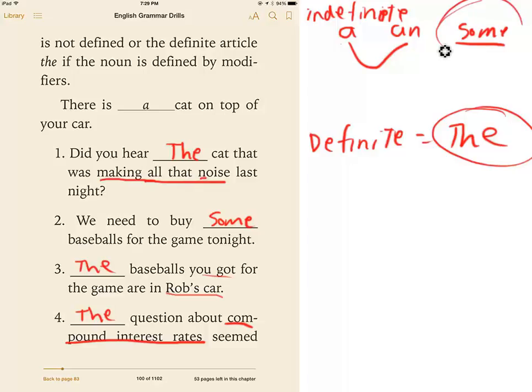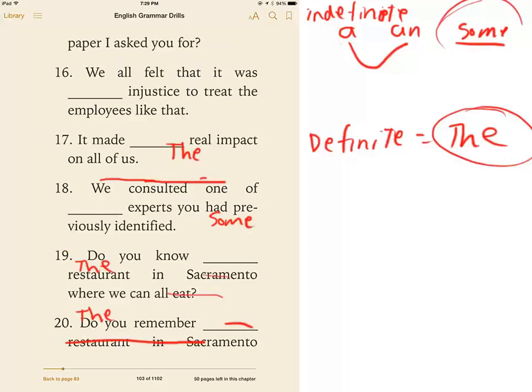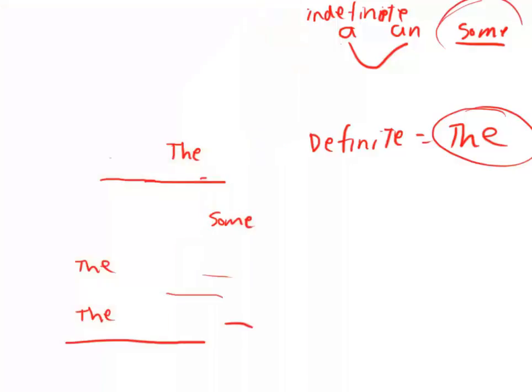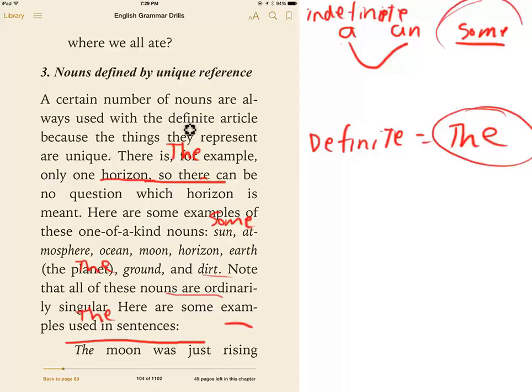So that's it, and then we're going to go on in the next video. Let's see what's coming up so you know where we're going. The next one we're going to talk about is nouns with unique reference. We're going to understand what we mean by unique reference. So that's the next section. Good luck, and I'll see you in the next video.